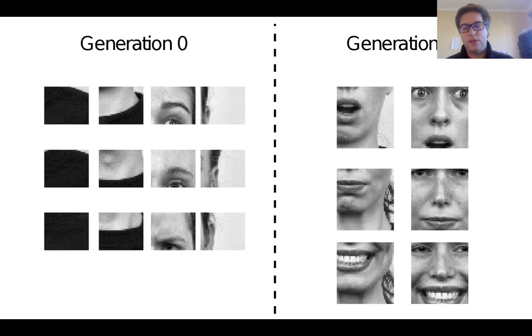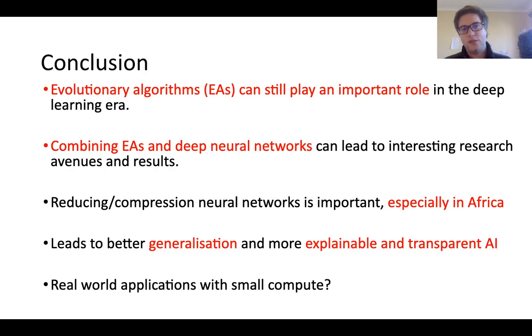To conclude, evolutionary algorithms can still play an important role in the deep learning era. Combining evolutionary algorithms with deep neural networks can lead to very interesting results and new research avenues. And reducing trainable parameters, in other words, network compression, is important, especially in Africa, where access to GPUs and hardware for training is more challenging as opposed to other places. So building models that can run on limited hardware is important.